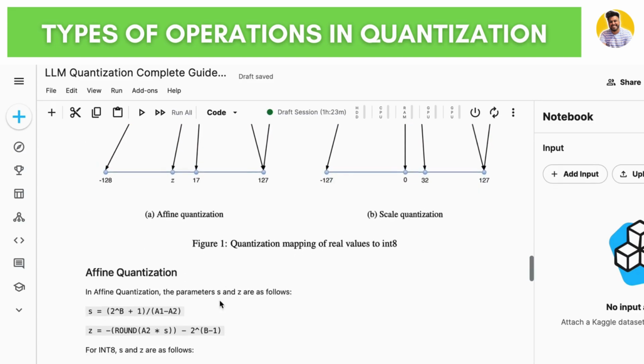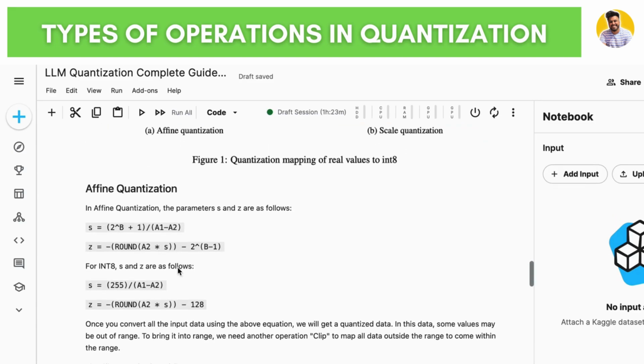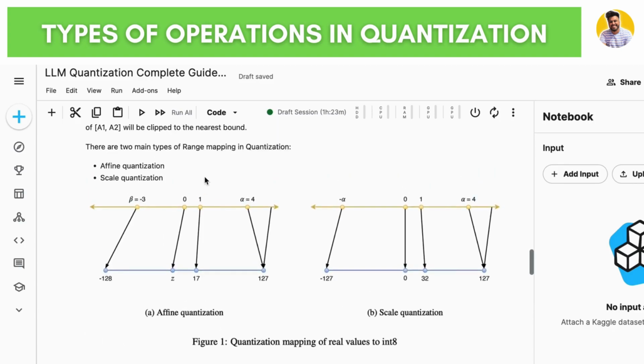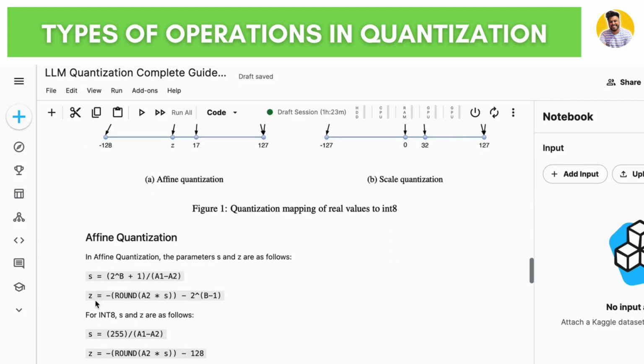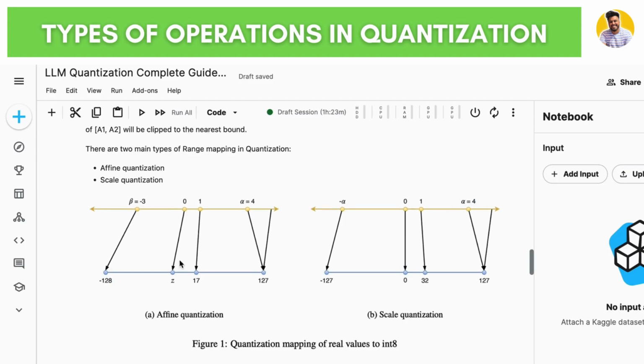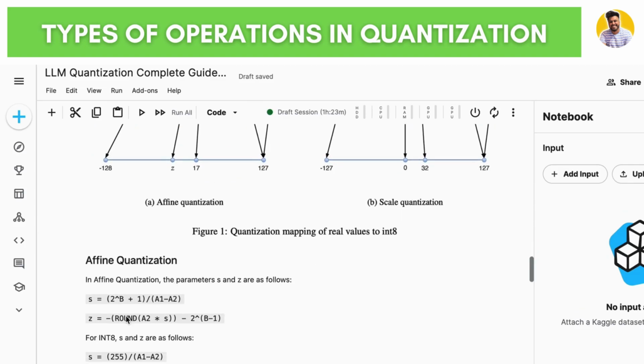Okay, so in affine quantization, we use two values. The first is called S, the second value is called Z. The S value will get the range, and the Z value will map the 0 of your high precision value to a Z value. Because we have to map all the high precision values into the low precision values, we also need to map the 0 as well. So in the affine quantization, the position of the 0 in the low precision format is decided by this Z formula.